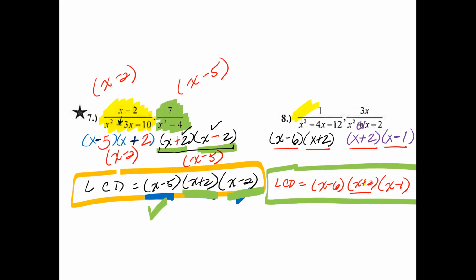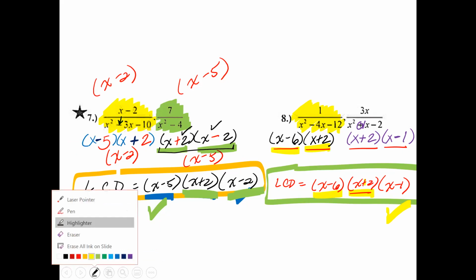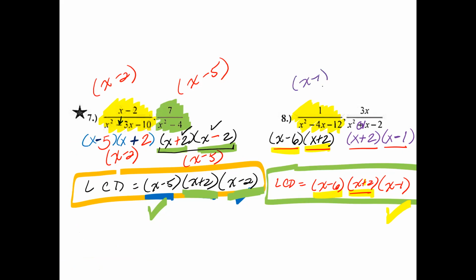All right, so then let's take a look at my first fraction. With my first fraction, what do I not have that's in the LCD? I have an x minus 6, x plus 2. What do I have? I don't have an x minus 1. So then you need to go ahead and multiply x minus 1, top and bottom.